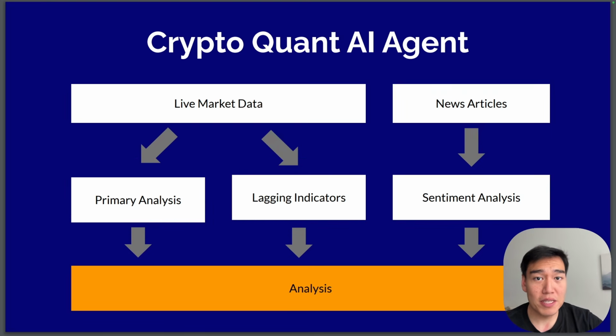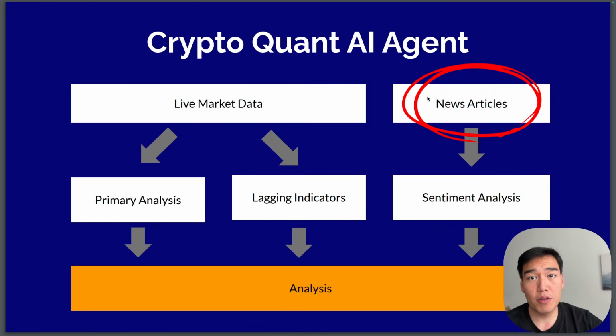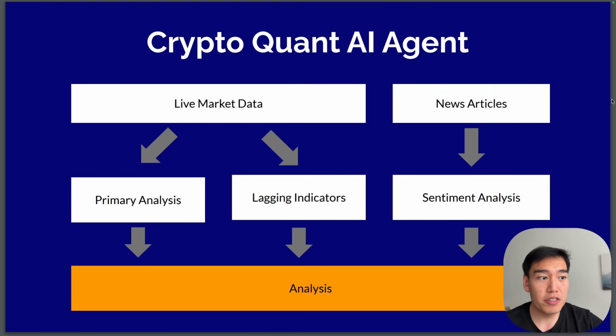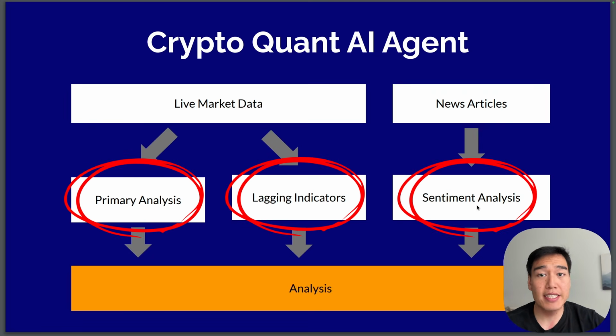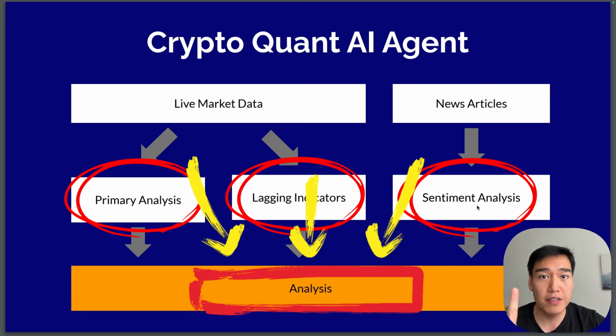Then after this, we grab a ton of different news articles that are all crypto and market focused. We run those news articles through a sentiment analysis node, and then from there we can combine the primary analysis, lagging indicators, and the sentiment analysis to form one final analysis.